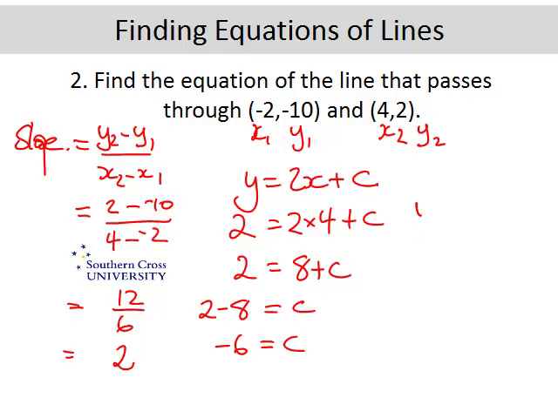So now we know the equation is y equals 2x take away 6. And we can check whether we're right. So with our first point, if we put in 4, 2 times 4 is 8, take away 6 leaves 2, that's good. If we substitute in negative 2, 2 times negative 2 is negative 4, take away 6 is negative 10. So I'm confident that that's the right answer.